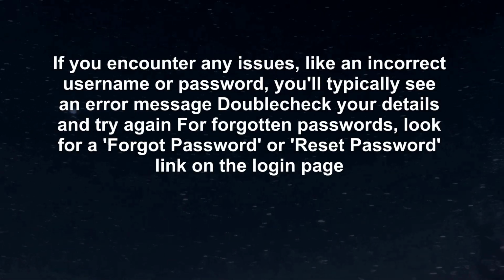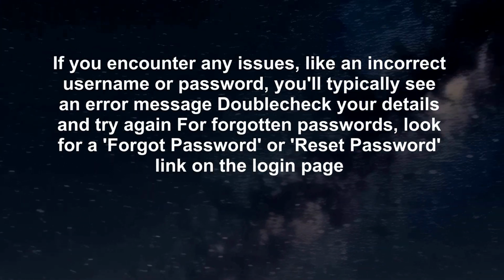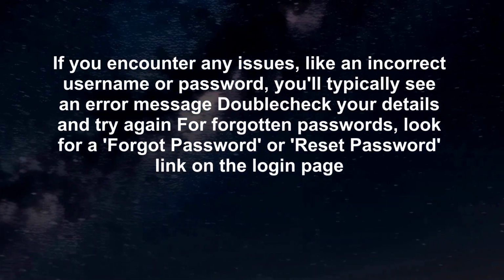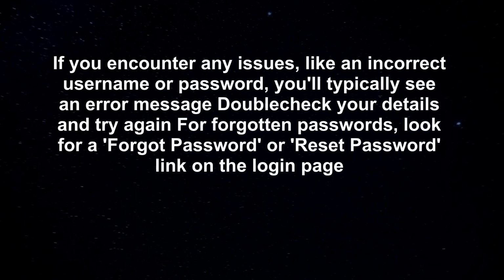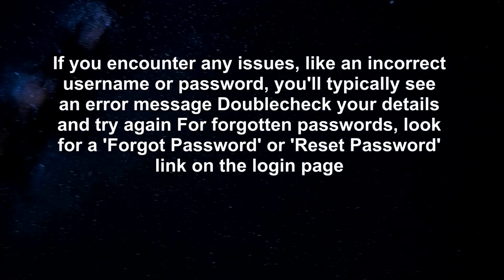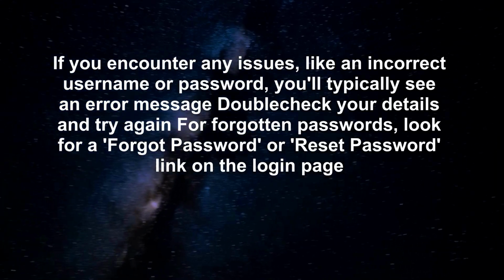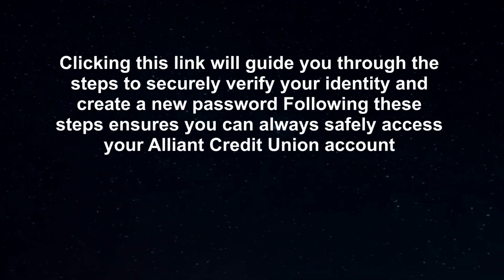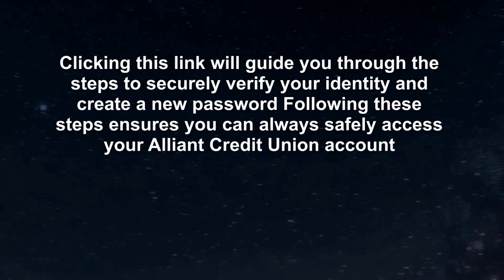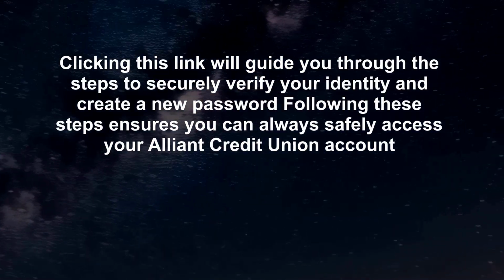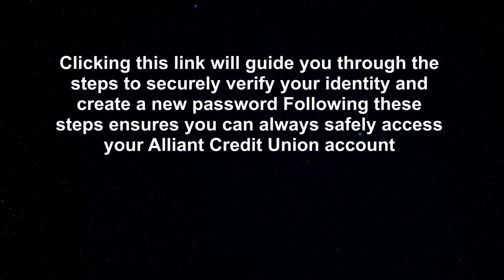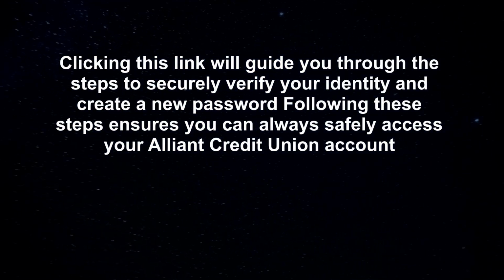If you encounter any issues, like an incorrect username or password, you'll typically see an error message. Double-check your details and try again. For forgotten passwords, look for a forgot password or reset password link on the login page. Clicking this link will guide you through the steps to securely verify your identity and create a new password. Following these steps ensures you can always safely access your Alliant Credit Union account.